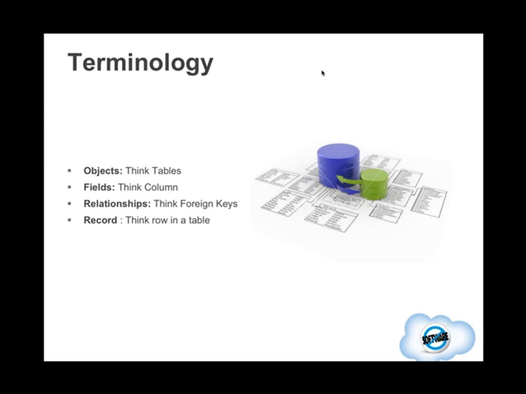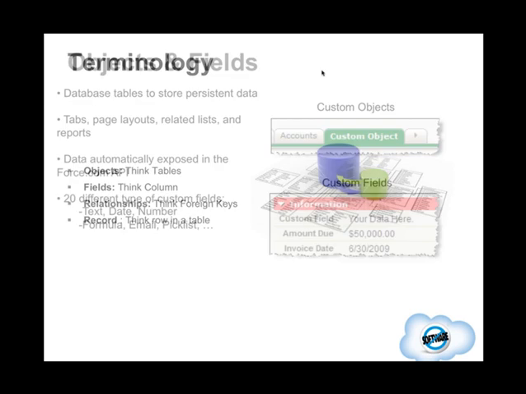When it comes to a relational model, Force.com uses the term relationships instead of foreign keys. Lastly, instead of talking about an individual entry into a table as a row, we will refer to a database row as a record. I'll now pass the conversation over to John to walk us through more of the Force.com database fundamentals.